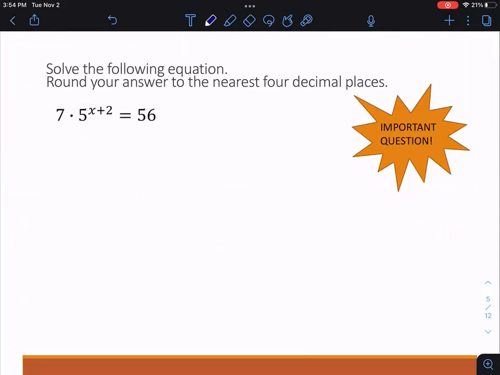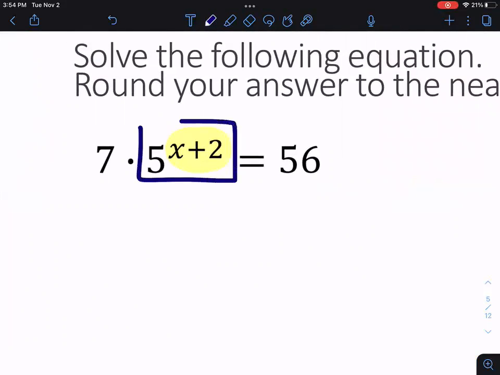Here we're going to solve an exponential equation. So in this case, we have this exponent up here with an x in it. So it has a variable in it. We're going to work through this problem in order to solve for x. So the first thing we need to do is isolate the term that has the exponent attached to it. So it could be addition, subtraction, multiplication, division in order to get that term by itself. In this case, the 7 is being multiplied by the term with the exponent, so we're going to divide both sides by 7.